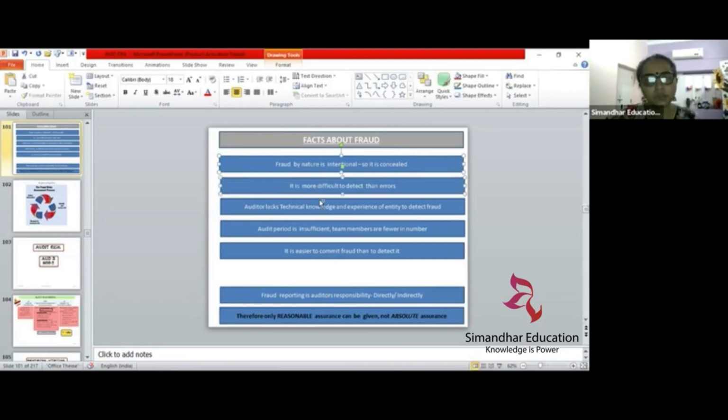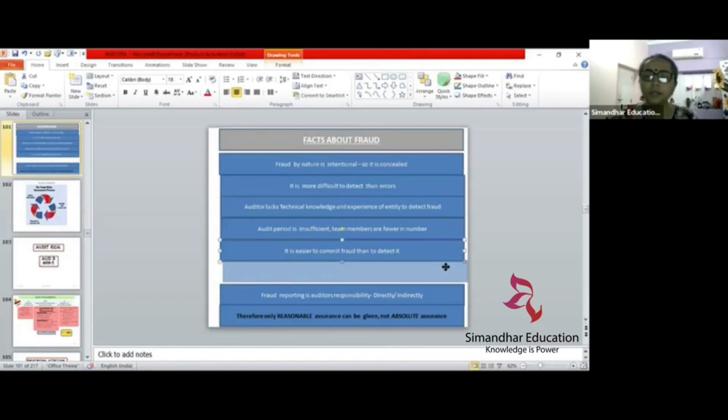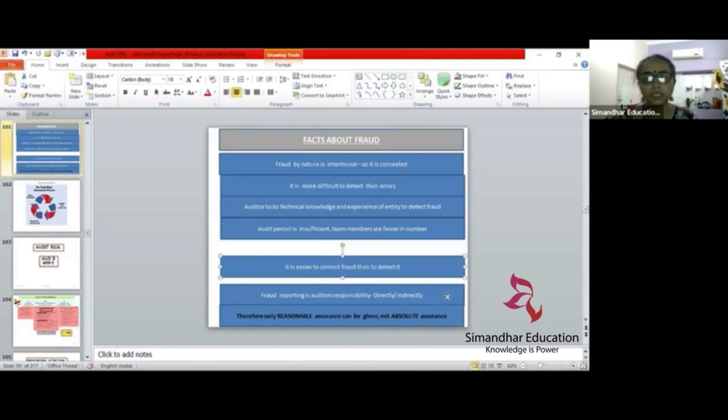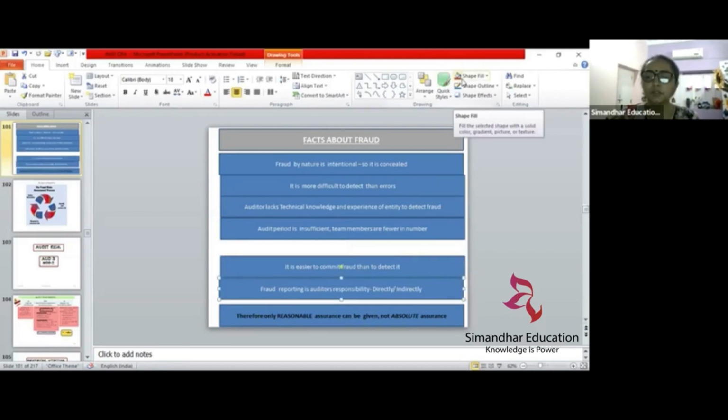How is he directly responsible? How is he indirectly responsible? Yes, guys. How is the auditor directly responsible? Directly responsible, at least I understand. Yes, he is directly responsible because he is required to report about it. How is he indirectly responsible? Since he is responsible for a true and fair view of the financial statement, whether he knows or doesn't know, for the period which he has audited. Okay, and because it will affect the auditor's opinion.